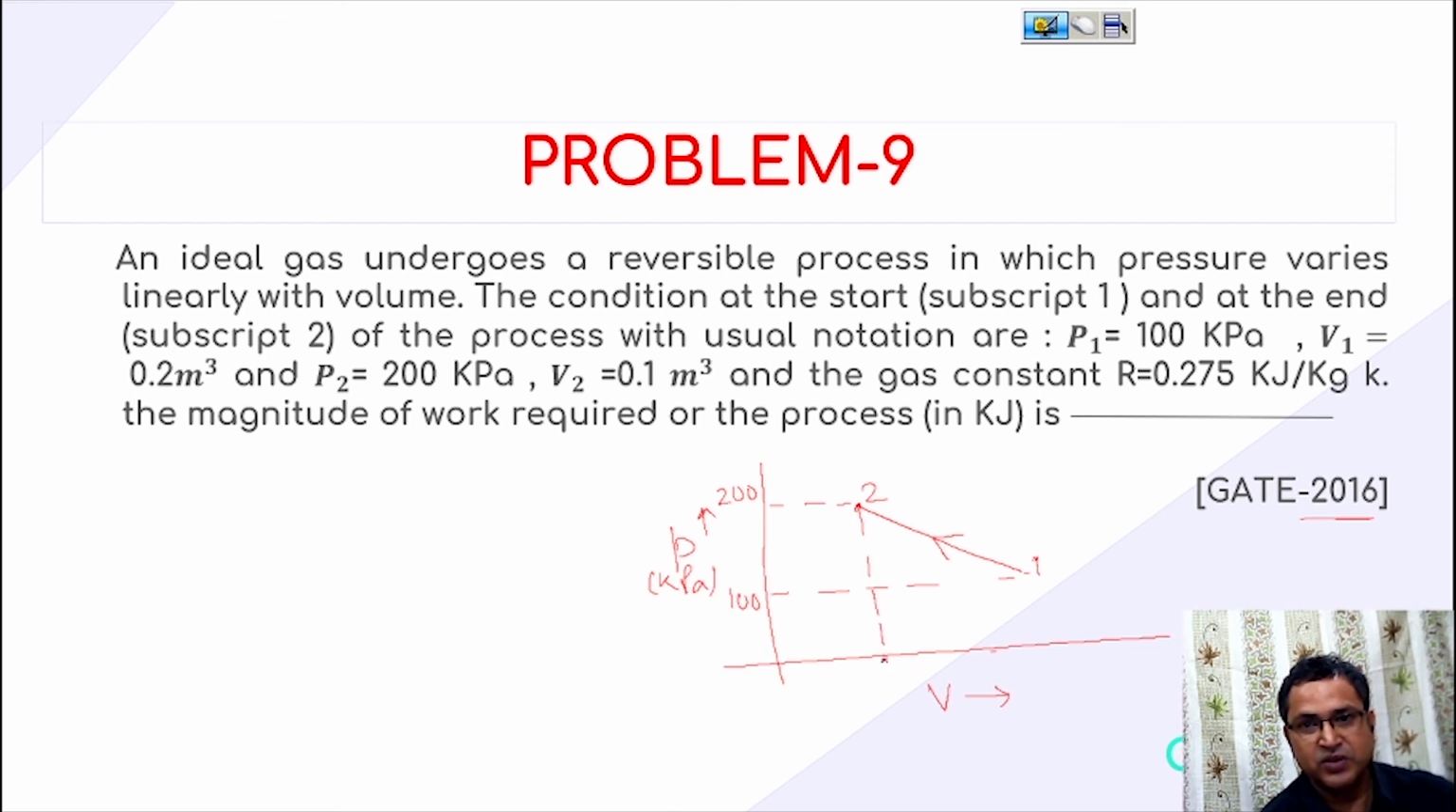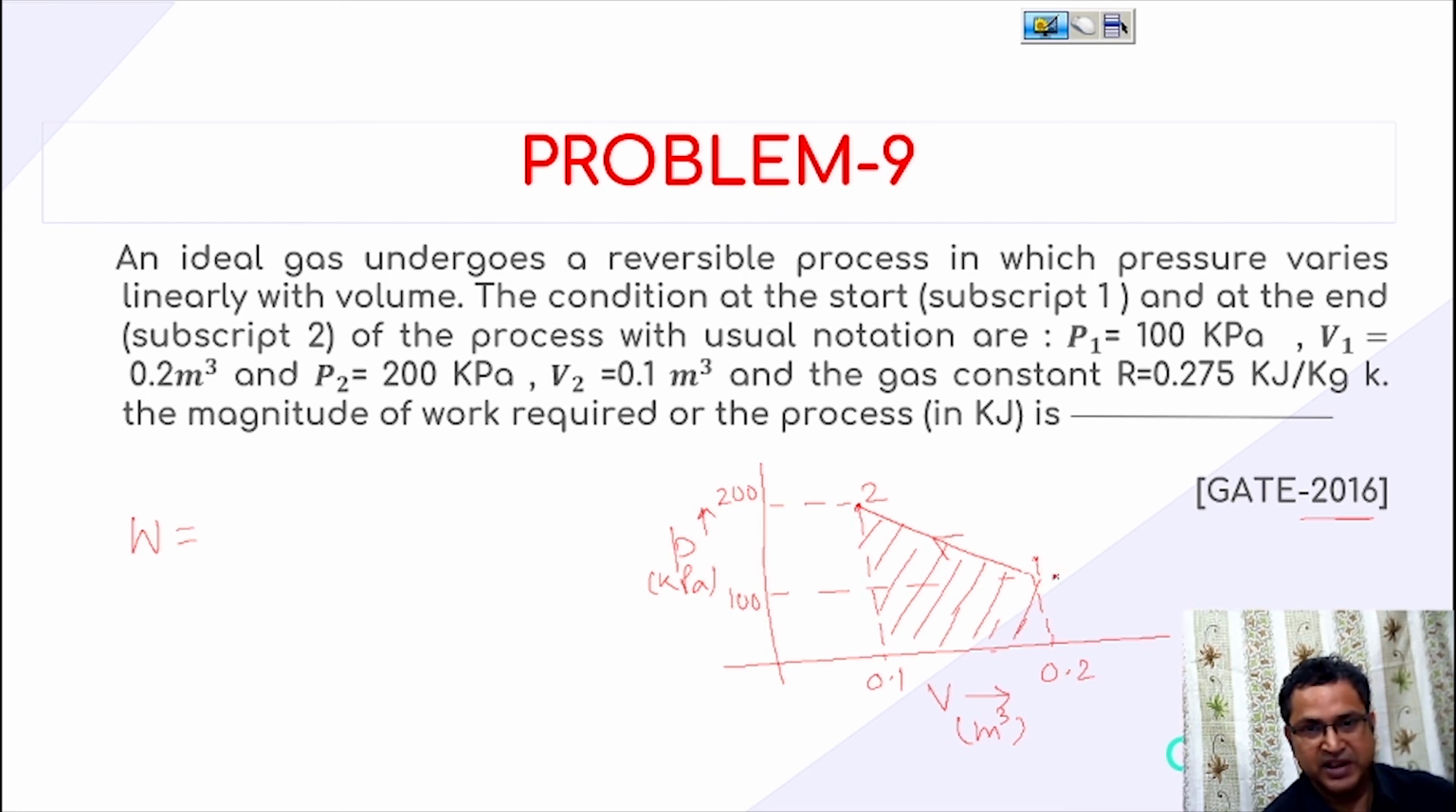What is this value? V2 is 0.1 meter cube, obviously in meter cube. And what is V1? V1 is 0.2 meter cube. So how much work has been done? The total work done is nothing but the area of this PV diagram.